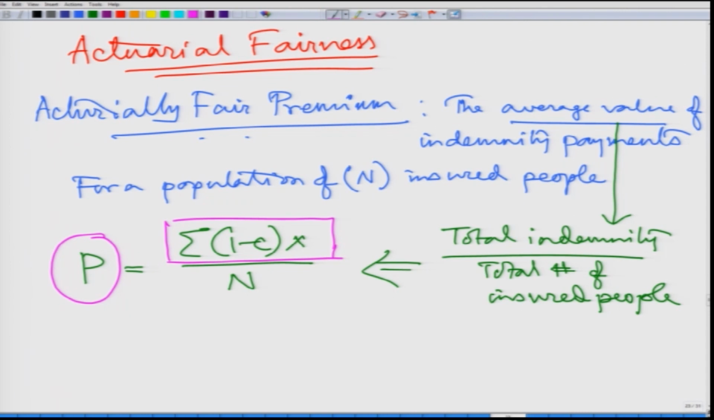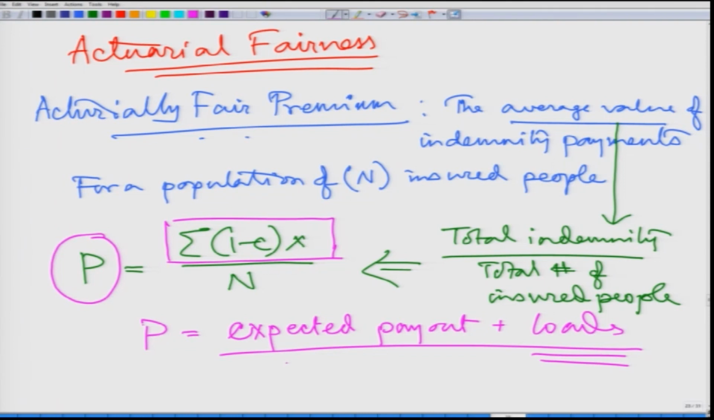Therefore, we have to keep in mind what is the load. So when we are estimating the premium, that should be expected payout plus loads. That is the amount we are giving towards my operation cost, and you can keep them together and divide it by N. That should be my actual premium. Otherwise I may run into losses.